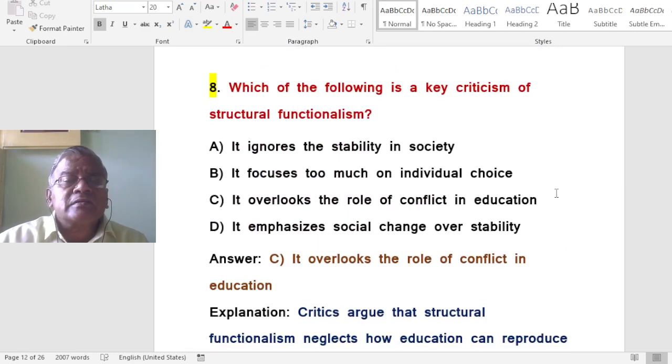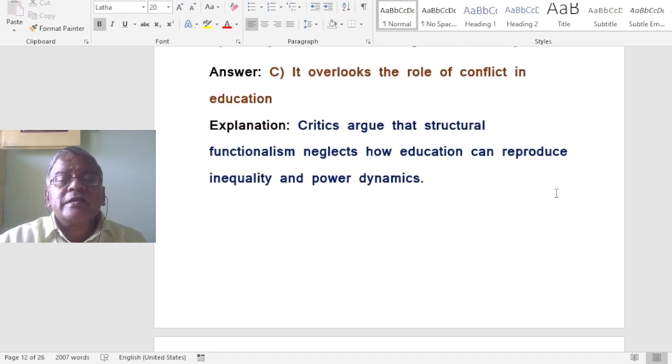Which of the following is a key criticism of structural functionalism? It ignores the stability in society. It focuses too much on individual choice. It overlooks the role of conflict in education. It emphasizes social change over stability. It neglects the role of conflict in education. So it keeps education as if unchanging and absolutely no disorder or conflict. So it is stable and unchanged, that is the idea it has. Critics argue that structural functionalism neglects how education can reproduce inequality and power dynamics.